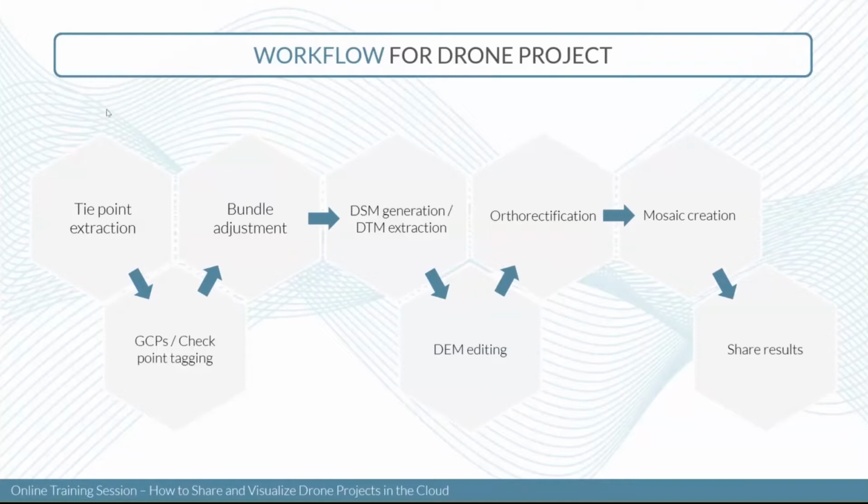And then, once the bundle adjustment is performed, you can extract a digital surface model and a digital terrain model from your input images. But again, the output result will be based on the resolution of the input imagery.